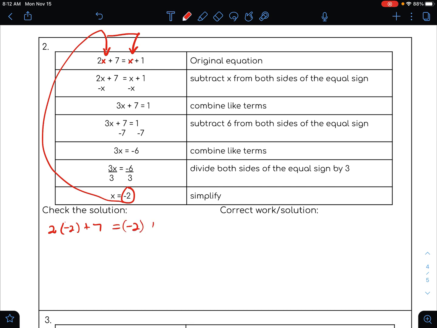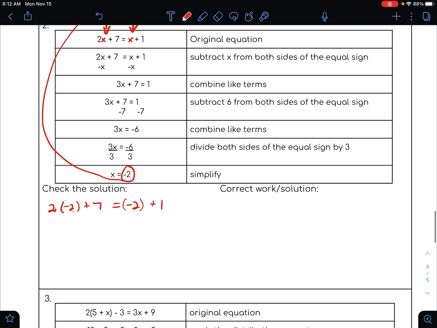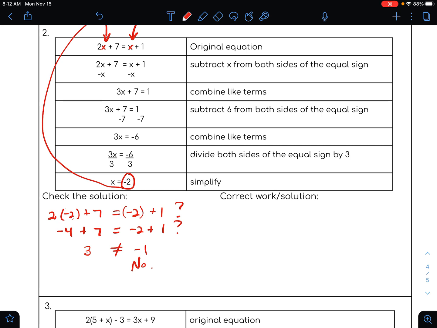Does that equal negative 2 plus 1? So 2 times negative 2 is negative 4. Negative 4 plus 7, and does that equal negative 2 plus 1? Negative 4 plus 7 would be 3, and negative 2 plus 1 is going to be negative 1. So 3 is not equal to negative 1, and that doesn't work. So once again, there must have been a mistake here.